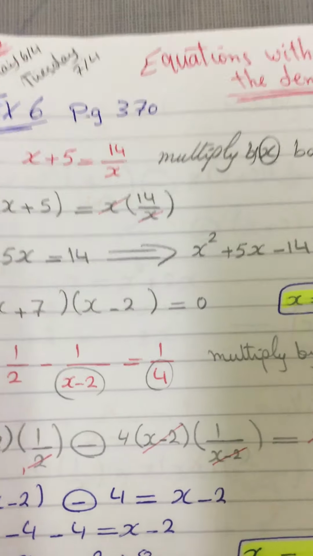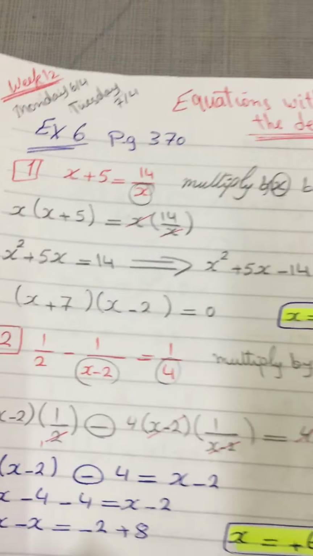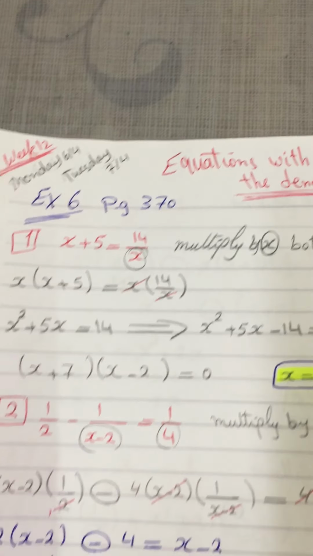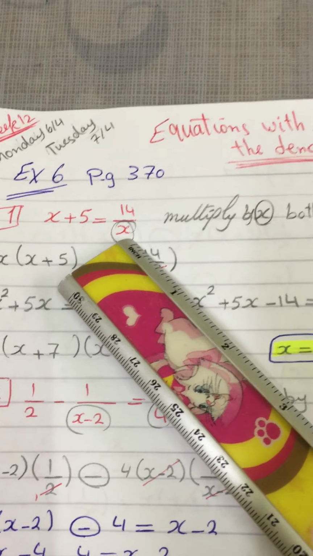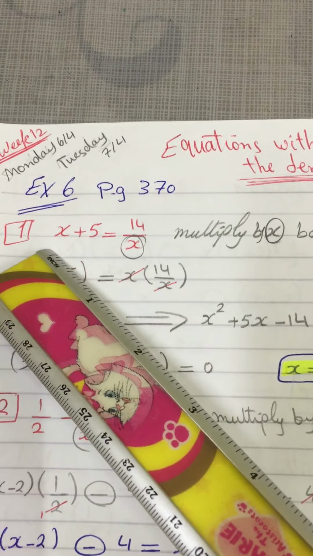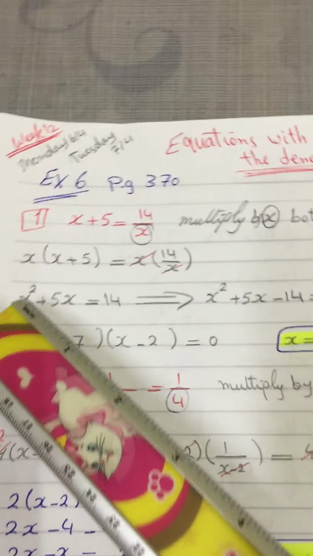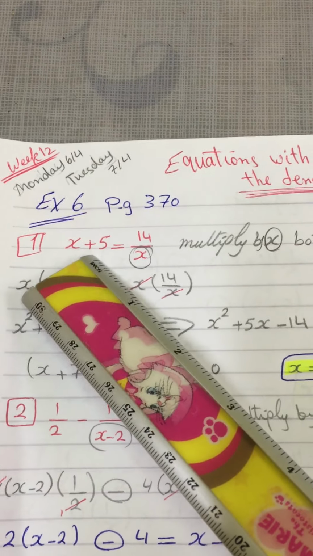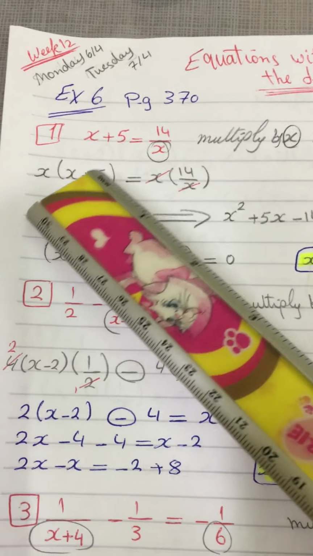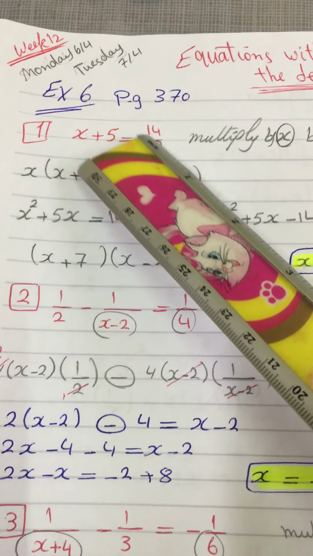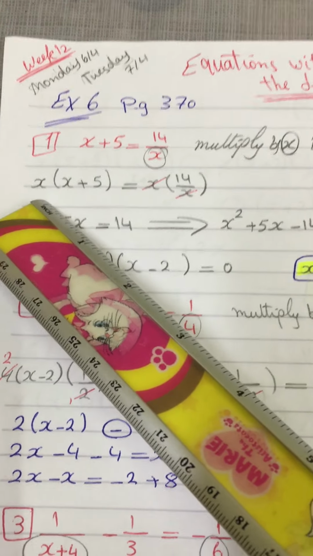In each problem, I have to determine what the denominator is, because I want to clear it. Here I want to clear the x. I want to remove this x. So I'll multiply both sides by x. I'll take x multiplied by x plus 5, please put it between brackets, equals x, open brackets, multiplied by this fraction, 14 over x. On the left side, I distribute the x.